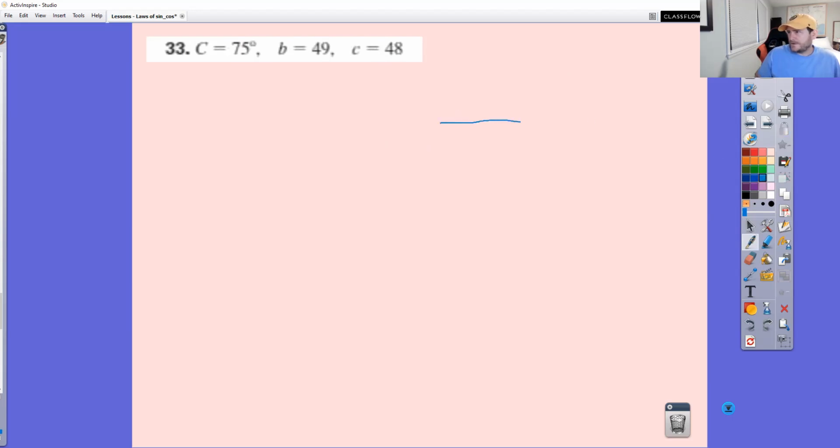If you sketch this out, you've got that 75-degree angle, which is pretty steep. That's C. Then if we were to find the height, the side opposite from C is 48. This side's only 49. 48 is just so close to 49 that this thing is going to be less than 48. You know it is. Do the math anyway. Our height is going to be 49 times the sine of 75.